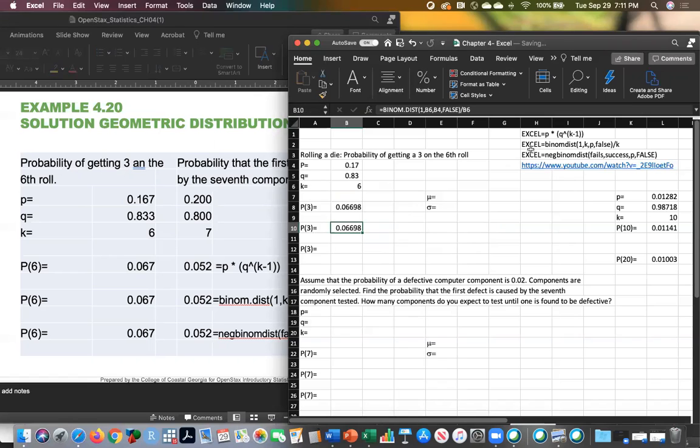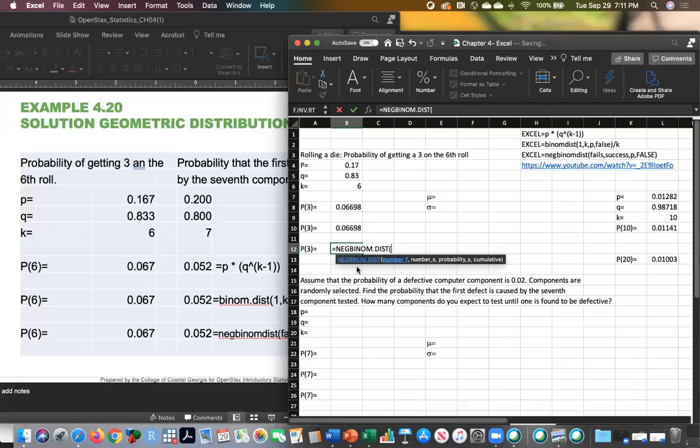Also, as I mentioned, we have the probability, the negative binomial. So these 3 values give you the exact same values. So that is the geometric distribution. So in this case, I can use the negative binomial distribution.